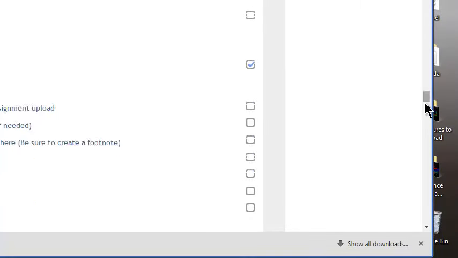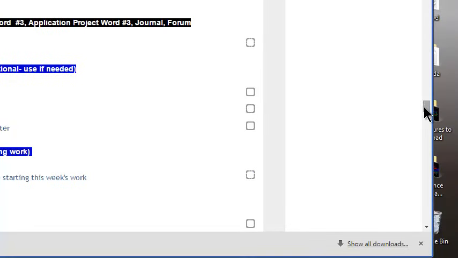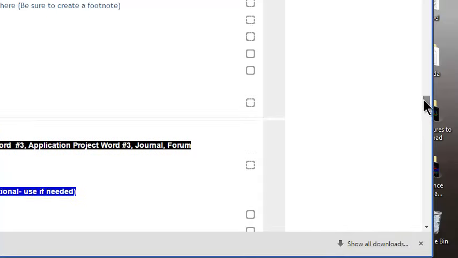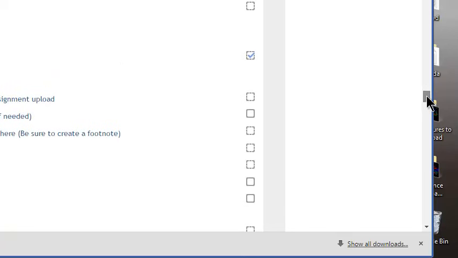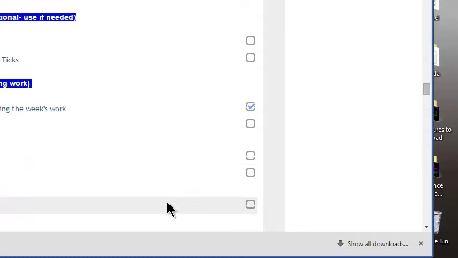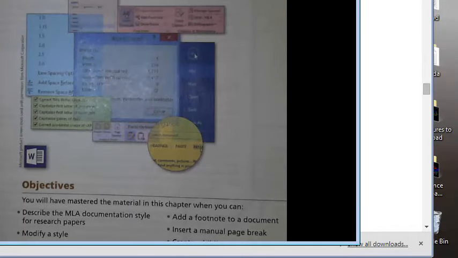And then you have your weekly task list at the bottom. That will help you with your checklist. So hopefully that'll kind of get you through week 4 for the basics here. So let's switch over and look at what the book shows us.